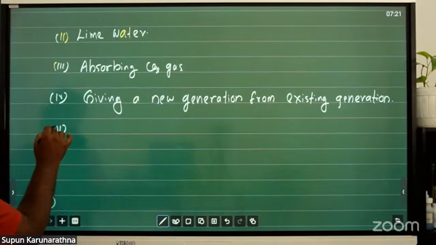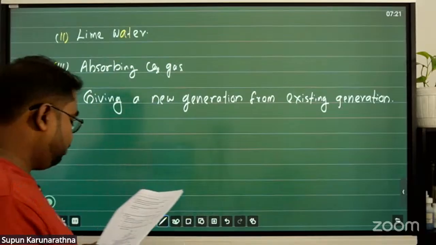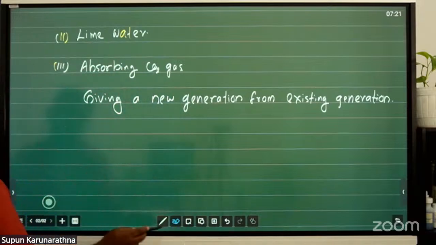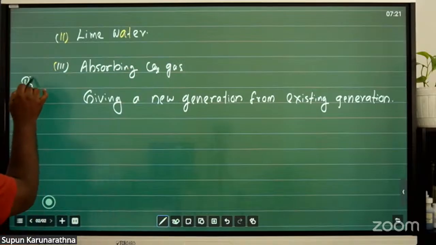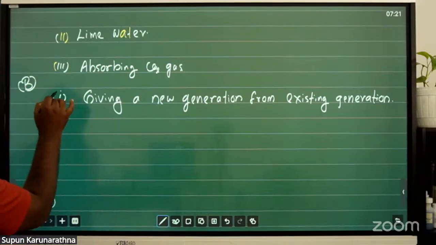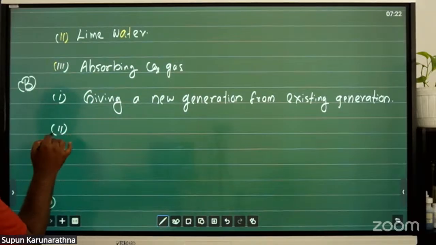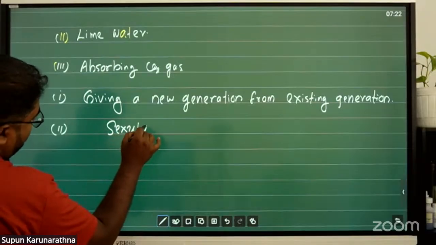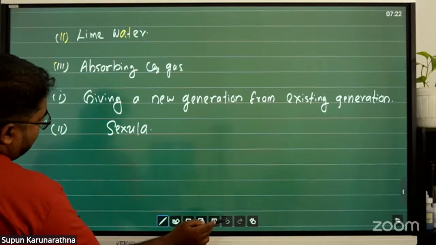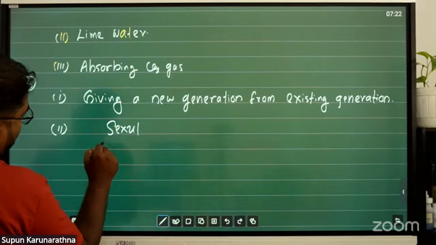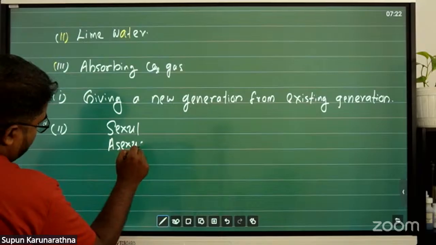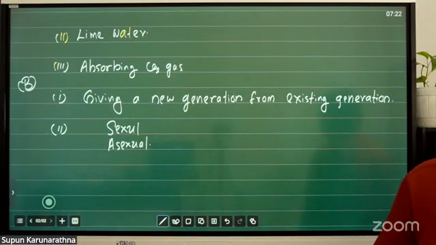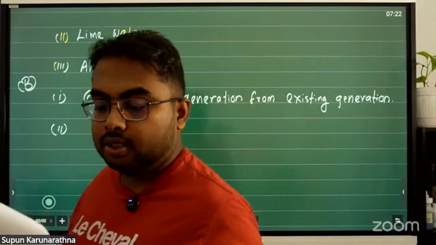Here, part B, question number 2. What is the reproduction method? There are two methods. One is the sexual reproduction method, and the other is asexual reproduction.